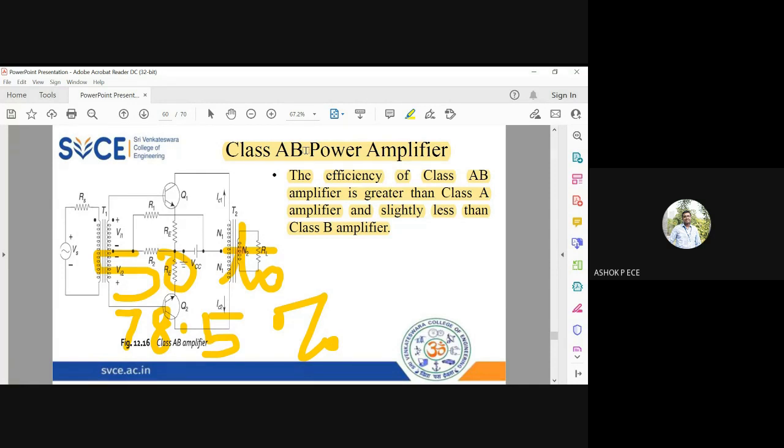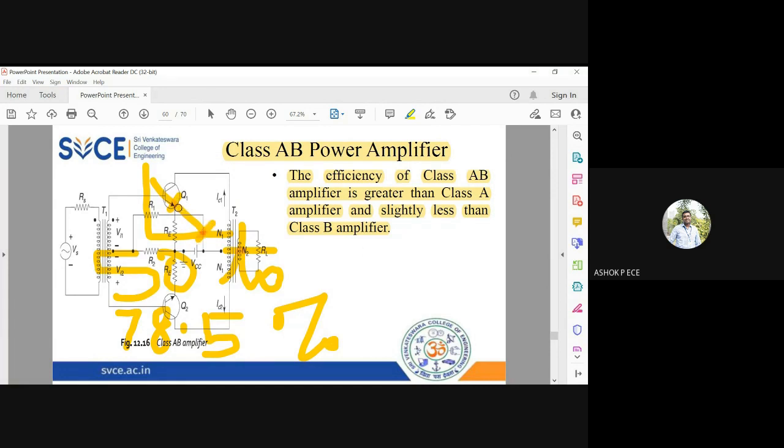The maximum value of efficiency of class A is 50%. So it is going to vary between 50 and 78.5. It will not go beyond 78.5 or go less than 50 percentage. So minimum 50 percentage efficiency is guaranteed and maximum efficiency is 78.5 percentage. And you can relate that all based on the Q point only. So if the Q point is here, it is 50. If the Q point is here, it is 78.5.